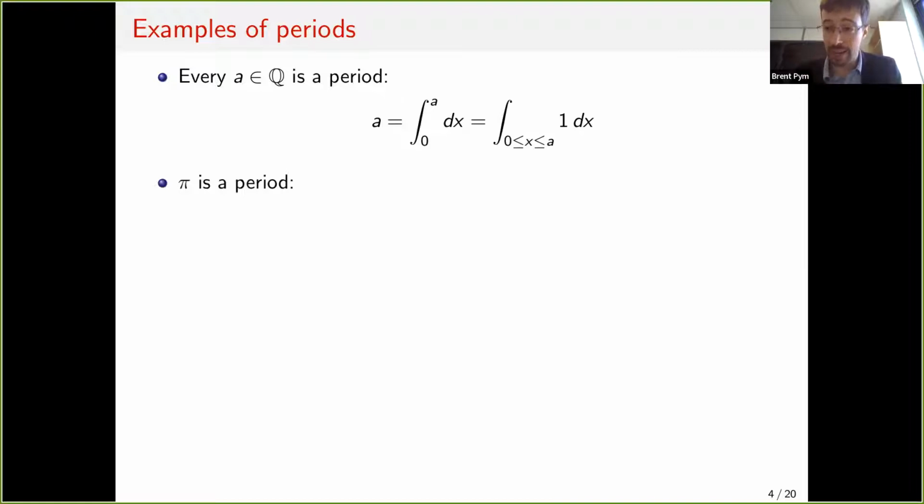The number pi is a period. Why is that? Well, pi, of course, is the area of a unit circle, a unit disk. And we can express the area of the unit disk as the integral, again, of the constant function 1 over the domain where x squared plus y squared is at most 1. That's the interior of the unit circle. So you see in this expression on the right-hand side, everything is exactly as before. I have a polynomial inequality and the constant function 1, so a very simple rational function.